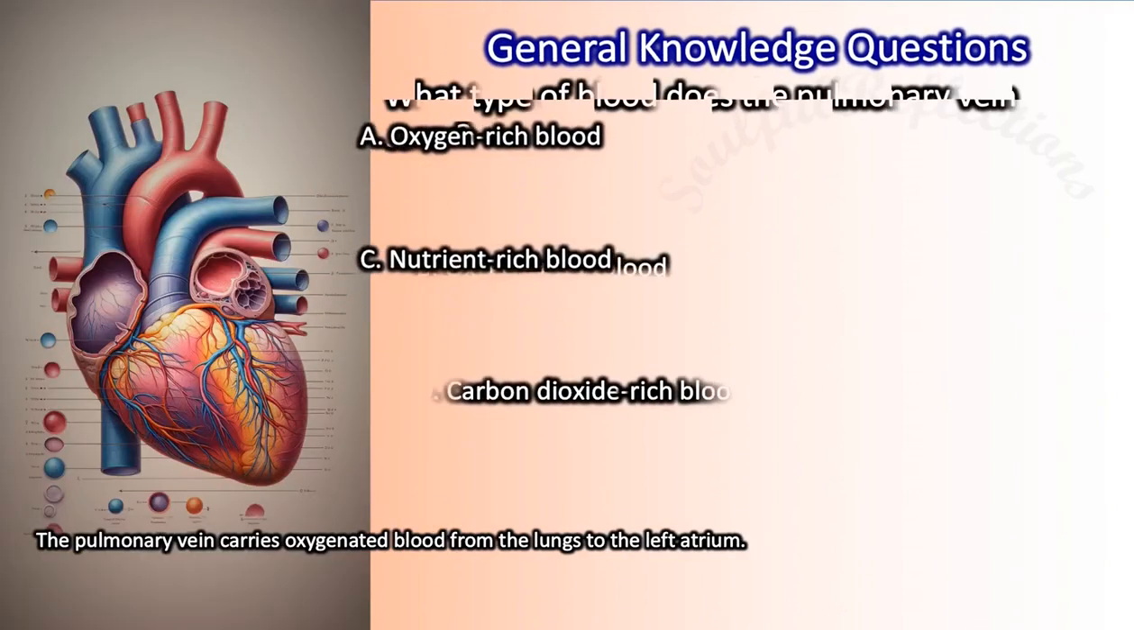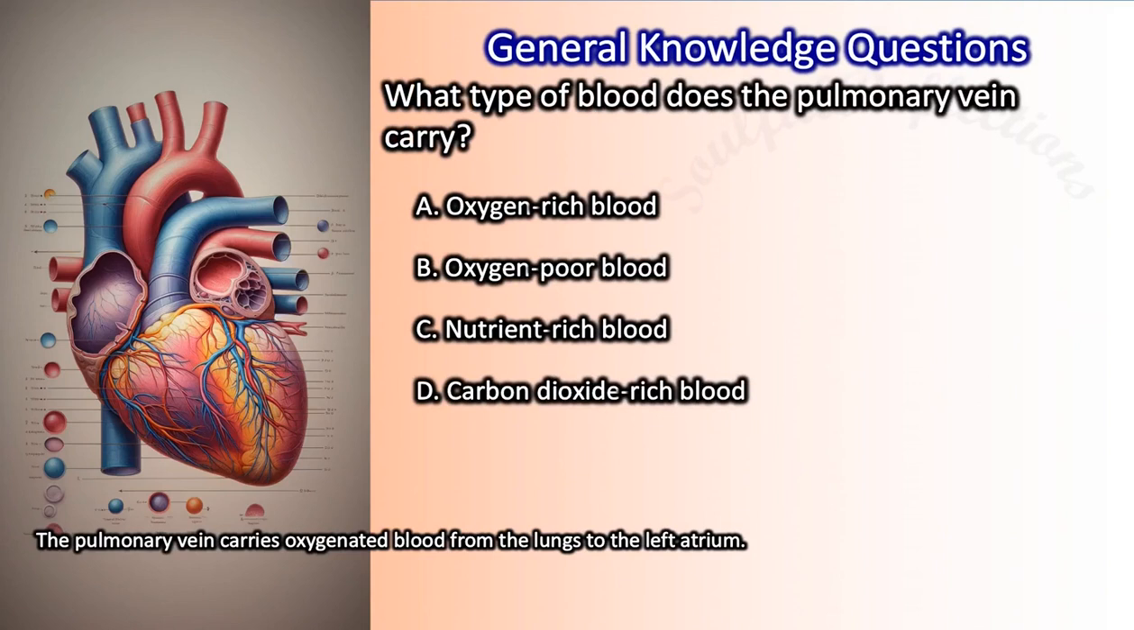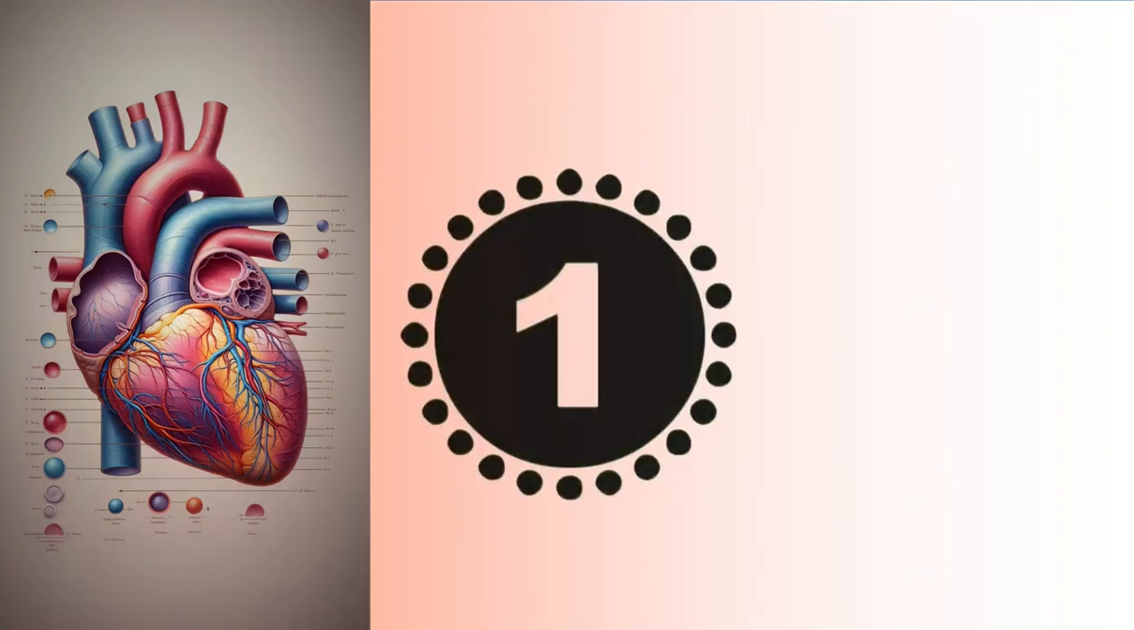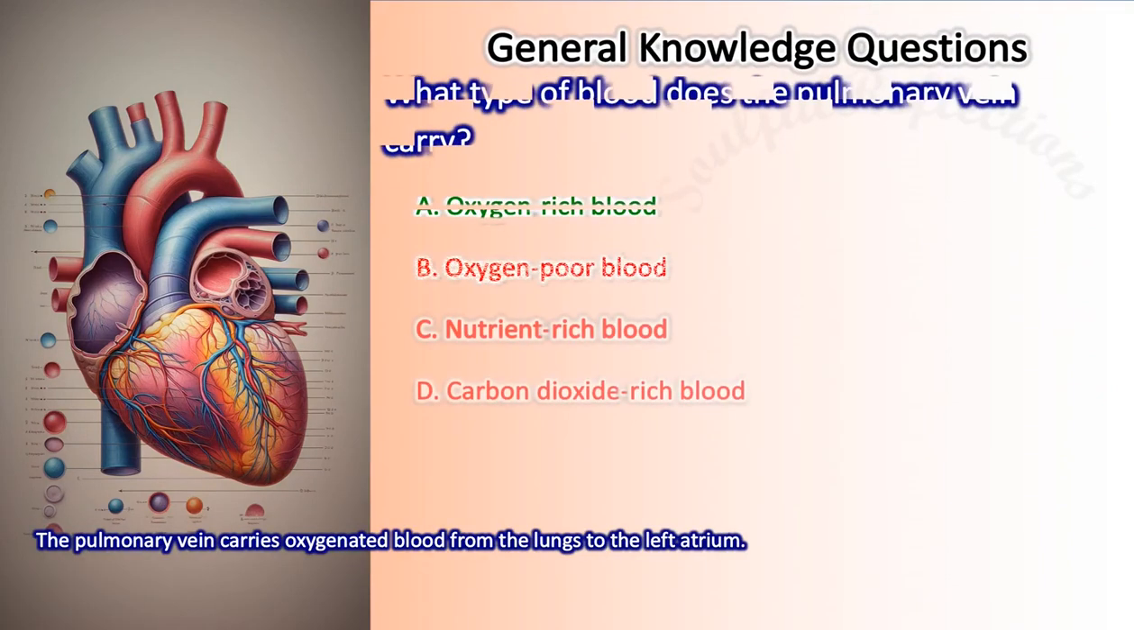What type of blood does the pulmonary vein carry? Option 1, oxygen-rich blood. Option 2, oxygen-poor blood. Option 3, nutrient-rich blood. Option 4, carbon dioxide-rich blood. The answer is Option 1, oxygen-rich blood.